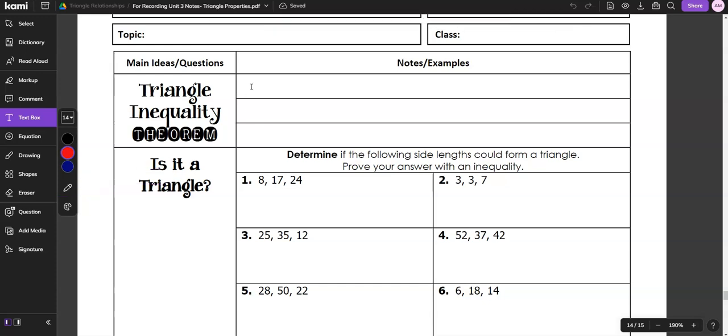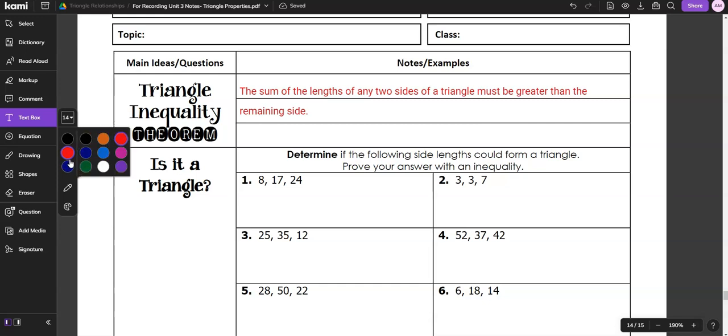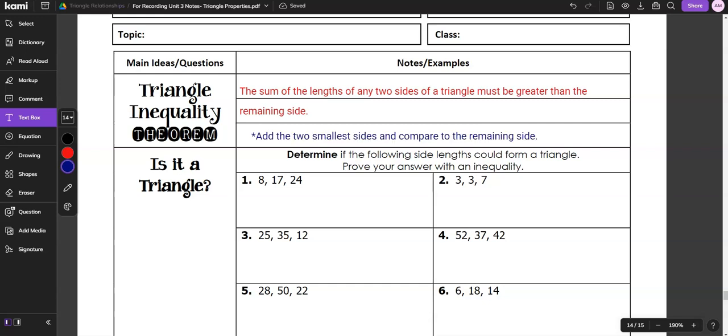So first of all, what is the triangle inequality theorem? Simply put, the triangle inequality theorem states that the sum of the lengths of any two sides of a triangle must be greater than the remaining side. So generally speaking, what you're going to do, as a note, is add the two smallest sides and compare to the largest side. Pause here for a moment and make sure you have these two phrases written down.